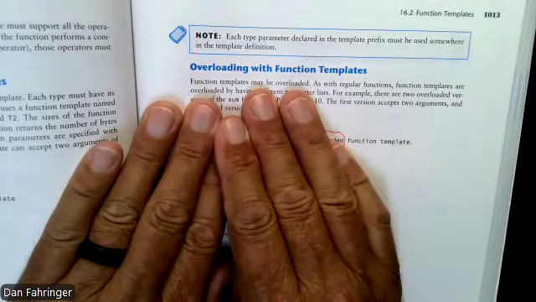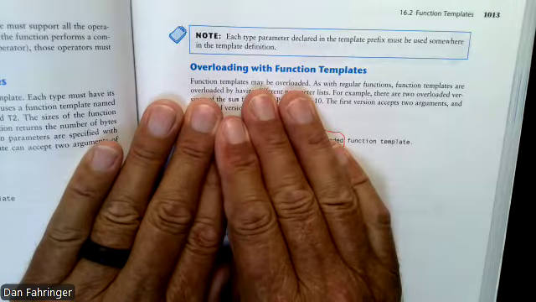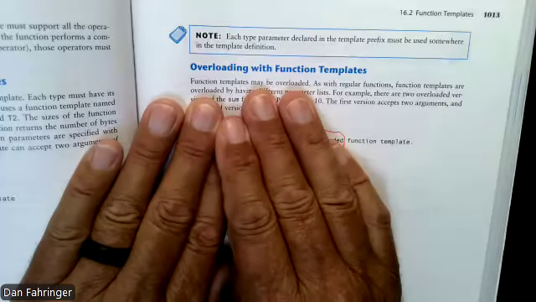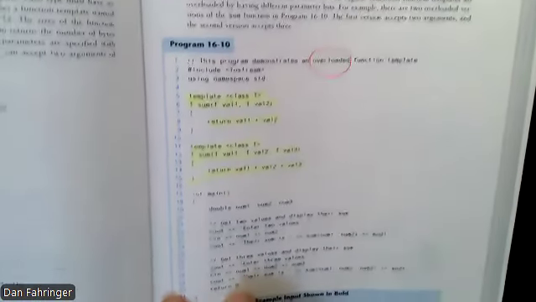Overloading. Overloading is the same function name, but with a different list of parameters. Another word for list of parameters: arguments. Signature. Signature. That's it. Yep.